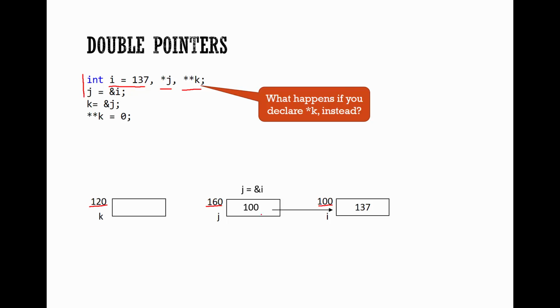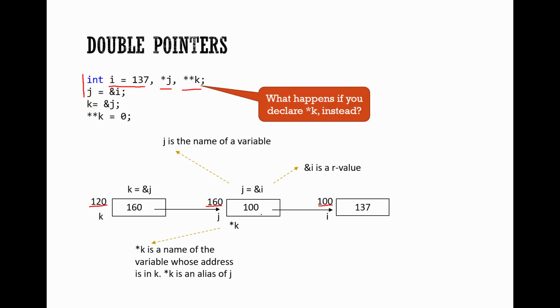Now what happens is that we can have another level here, where we go k equals &j. So all of a sudden, k is the address of j, where j was already the address of i. So in this case, that 160, which represents the address of where j is, gets stored inside of k. So now k knows about the address where another address is stored. So there are two levels of indirection getting from k over to i now.